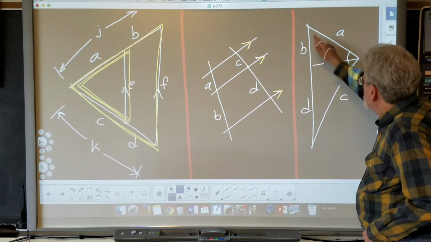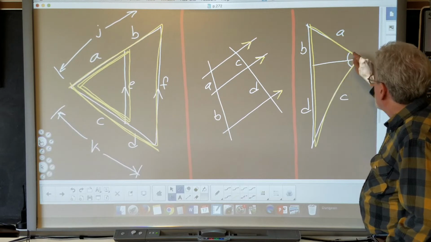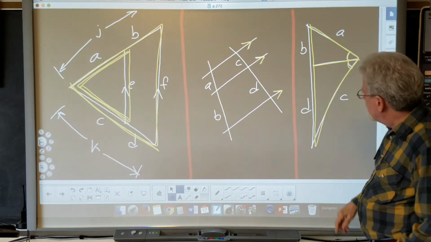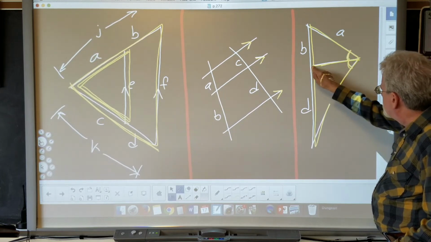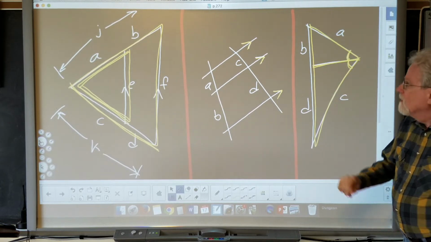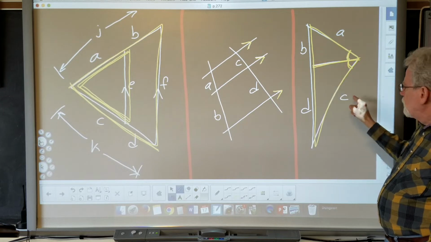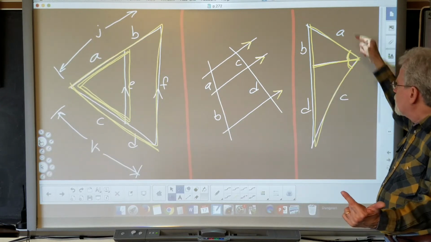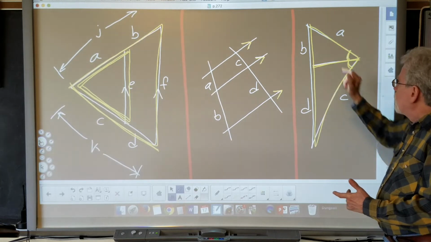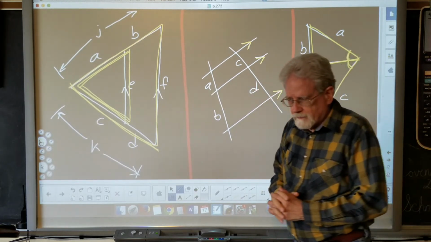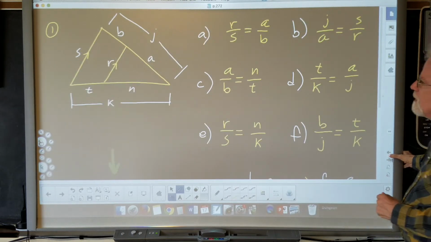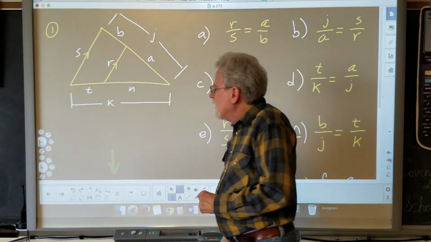And likewise here, if you have a triangle and one angle has been bisected, then A over B equals C over D once again. Or if you prefer, B over D equals A over C. Or D over C equals B over A, or whatever. All right. Now with all that in mind, let's jump into number 1 from the assignment.